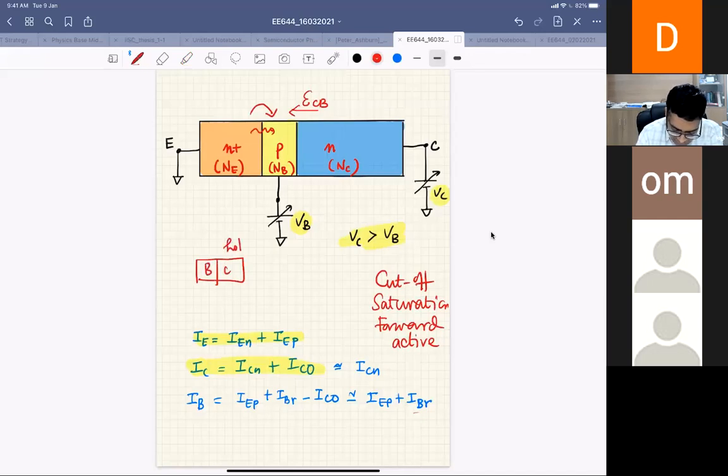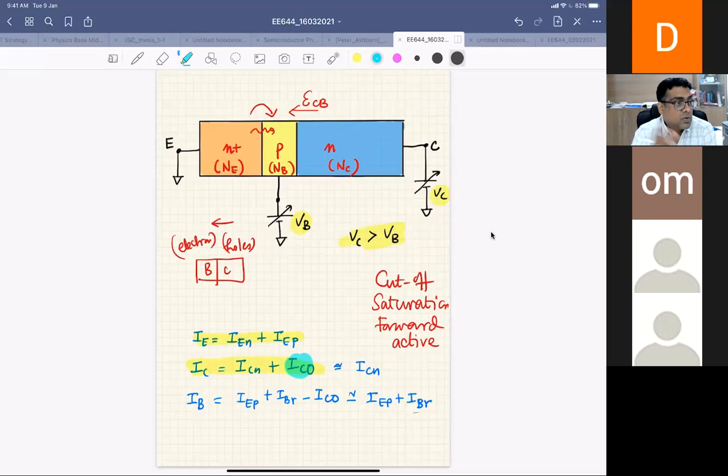I have minority holes here, and minority electrons on the base side, and I have an electric field in this direction, right? So the minority holes can drift from collector to base, and minority electrons can drift from the emitter through the base to the collector. So this ICO is because of that. ICO is because of this drift of minority carriers across the junction.